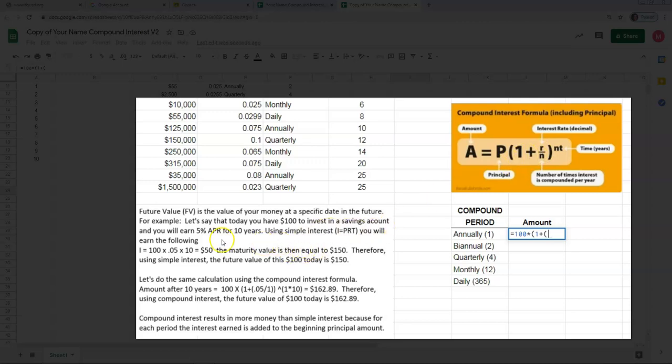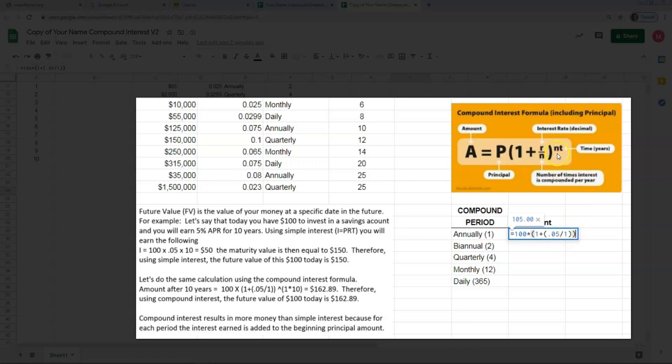R is our interest rate, 5%, must be entered as a decimal, 0.05. Divided by the number of compounding periods. Because we are doing this annually, that's going to be 1 time, 1. Enclose that operation in a parenthesis. And also note that the entire operation needs to be enclosed in a parenthesis. So we have this right-facing parenthesis here. We need to put one more over here to enclose the entire operation. So 1 plus, and then 0.05 divided by 1, and then the entire calculation completed there.